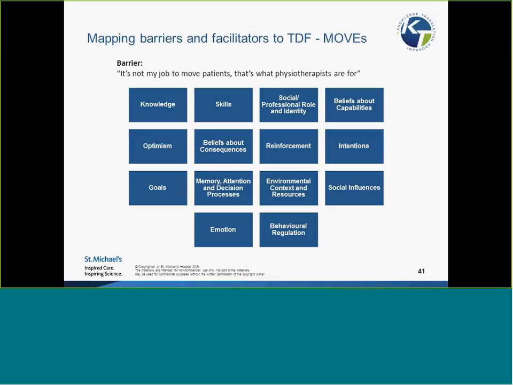All right, so I hope we're able to see that this might fit very nicely into the social and professional role. So this might say, well, it's not my role to move patients. That's the job of someone else. We've also looked at how this might be about beliefs about capability. That is based on people's perceived ability to do something, or their confidence that they can actually perform that skill. It would be an issue here where nurses might not feel confident in moving patients.